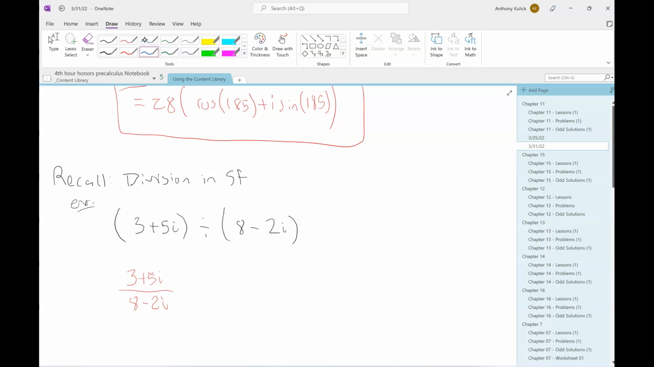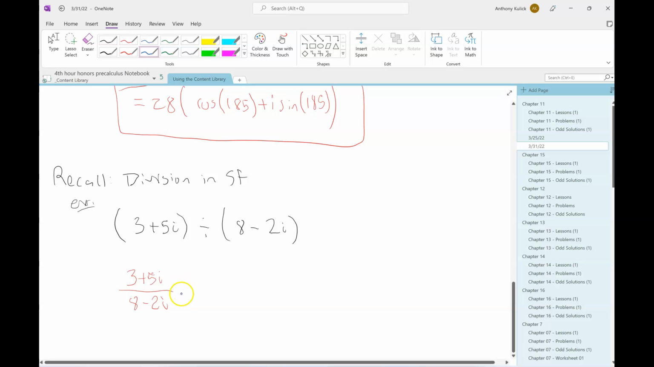So we got that i in the denominator right now, right? I'll give you a hint. I'm going to multiply the top and bottom of this fraction by something. Jackson, you multiply it by 8 plus 2i over 8 plus 2i. Yeah, there you go, buddy.